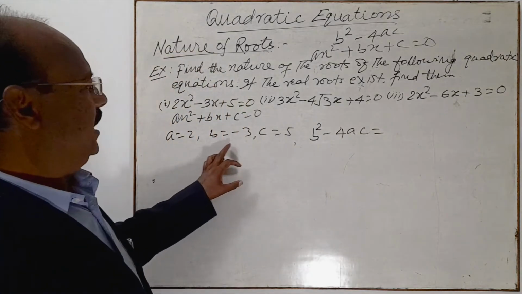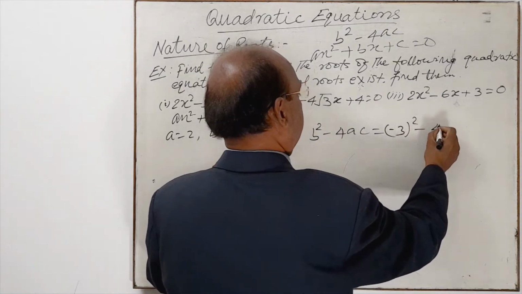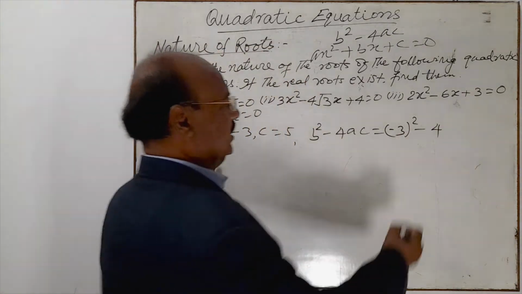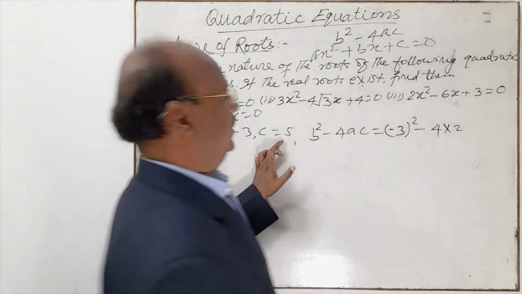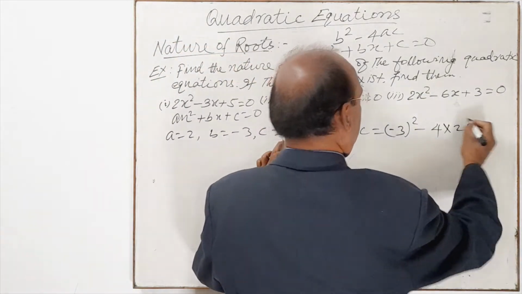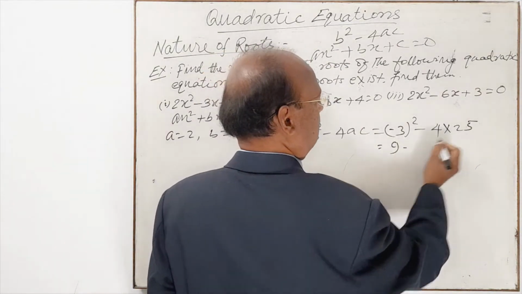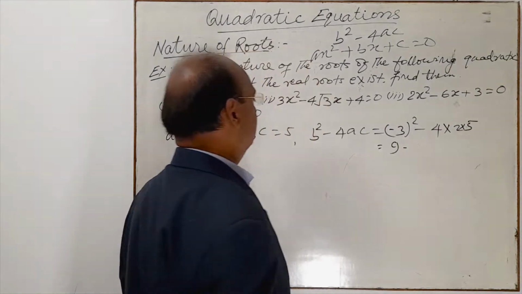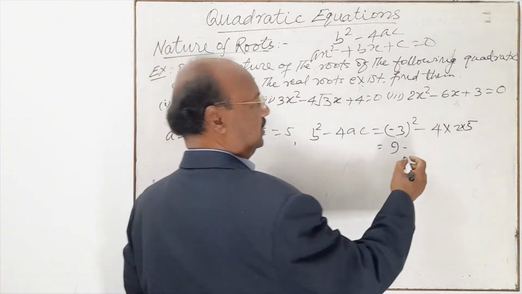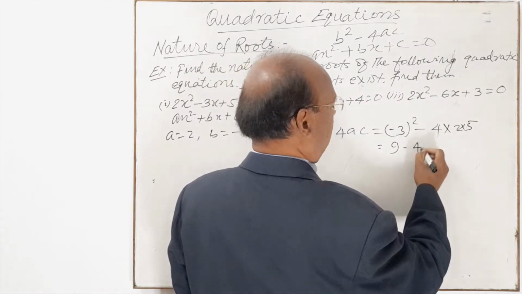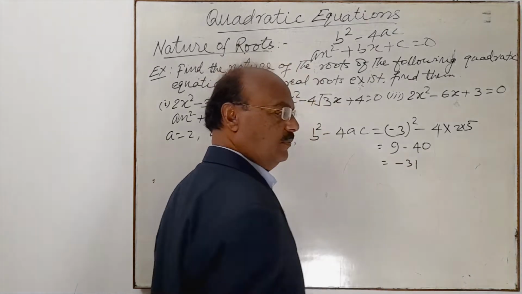So b square means minus 3 square minus 4 into a is 2 and c is 5. So this is equal to 9 minus 4 into 2 into 5. Okay, 4ac. So 9 minus 40, this is equal to minus 31.